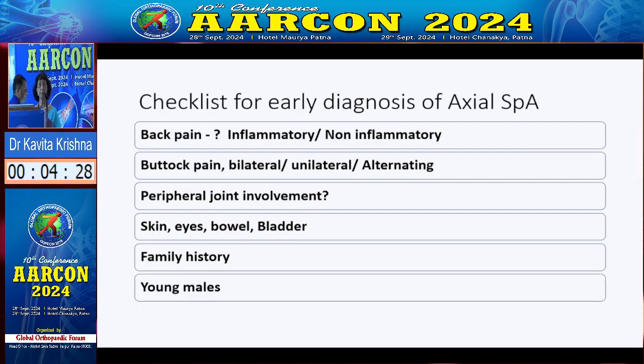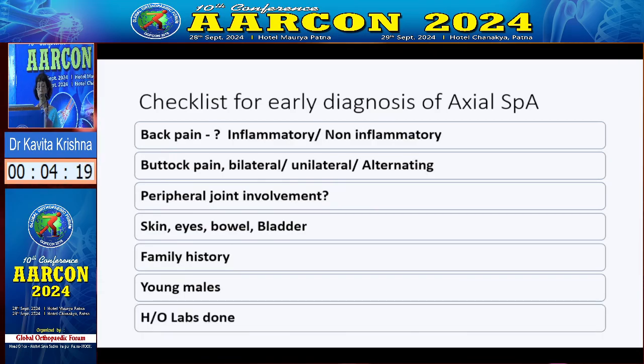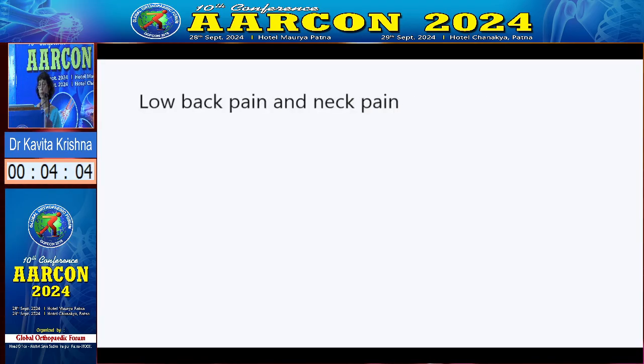Young males, of course, one should suspect. But nowadays, the prevalence of spondyloarthropathy in females is on the rise, so there should be a high index of suspicion there too. And if labs are already done outside, they're always useful. So the first time we see a patient with SPA, we have to take the whole picture into consideration. A detailed history and study of the entire big file becomes important.